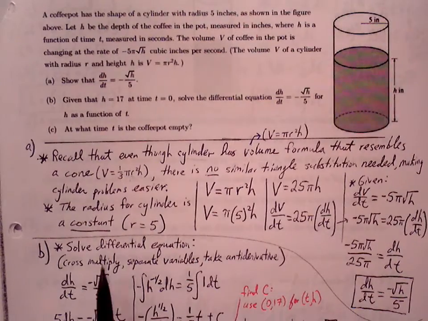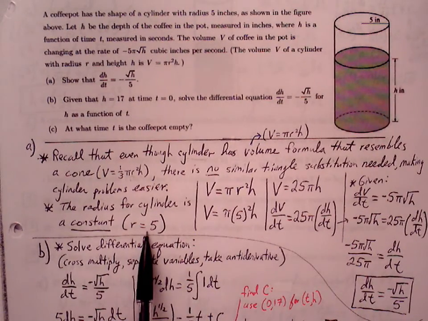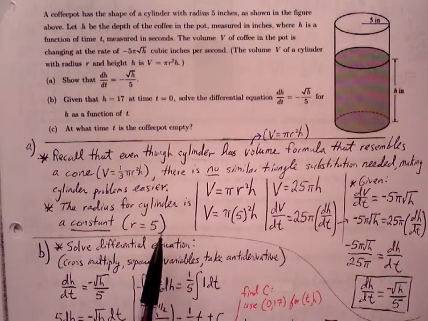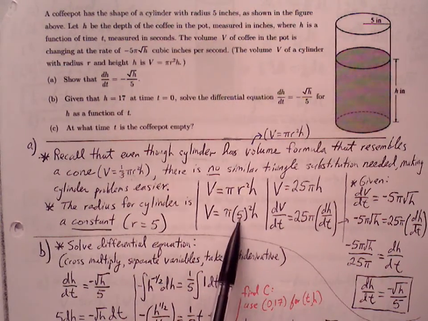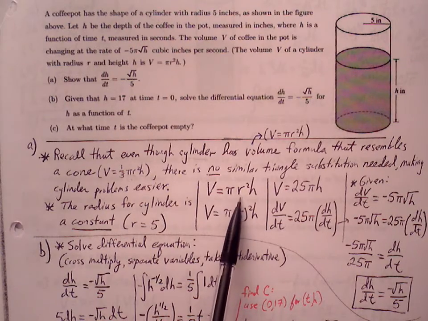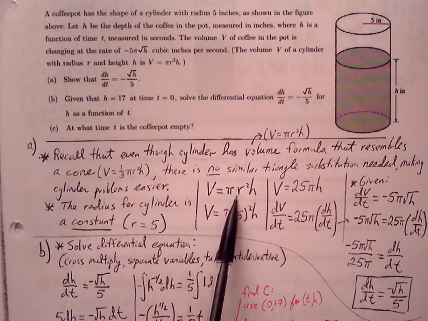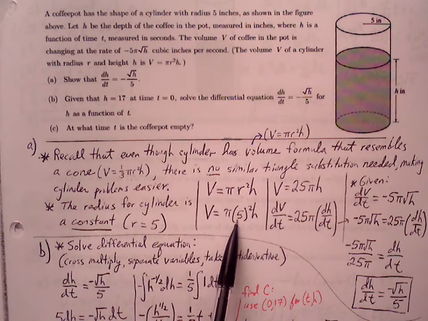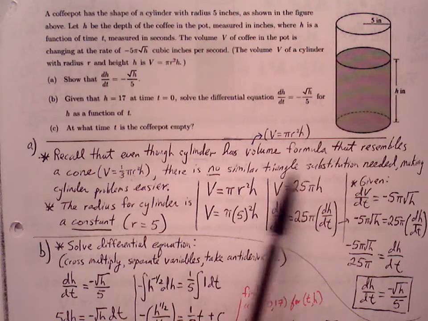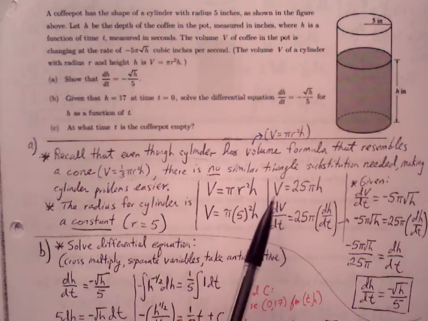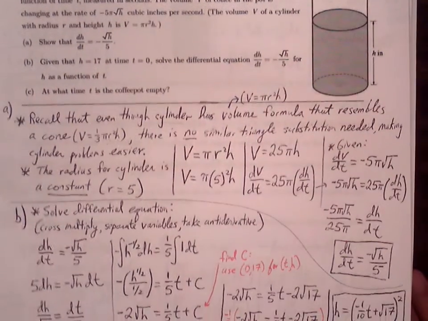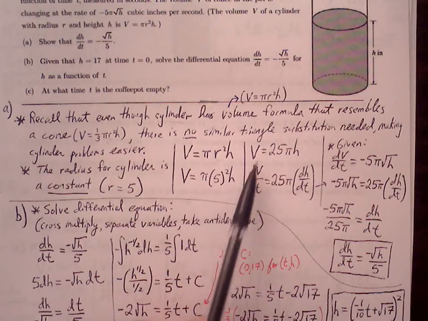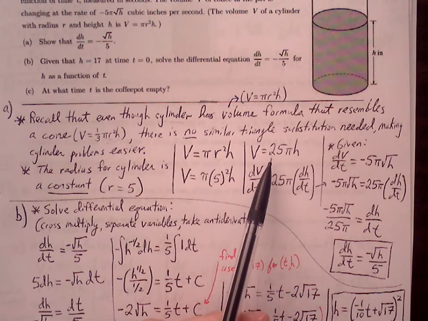So the radius for the cylinder is a constant r value of 5. Even before we find the derivative, we can replace that radius with a constant, because the radius of the water level is not changing over time like cones are. Replace r with 5, and we get 5 squared times pi, which is 25 pi h. Now we have a much easier path to our answer. We can find the derivative with respect to time, and there's no need for product rule or similar triangles.